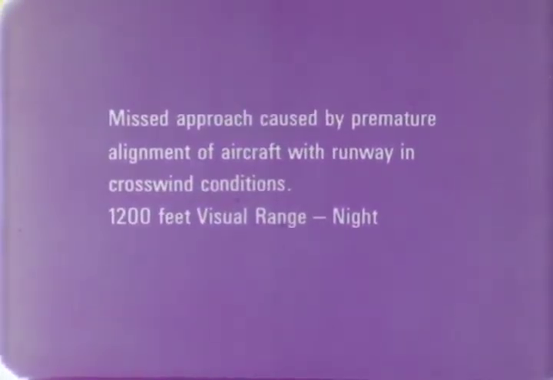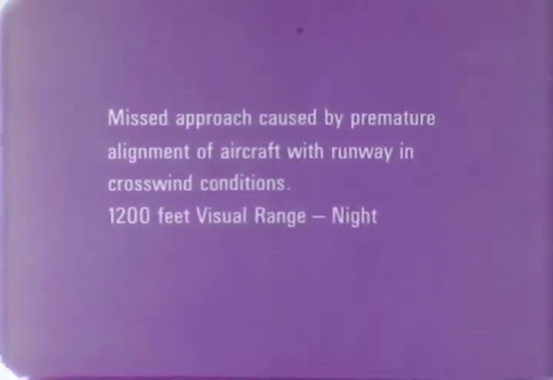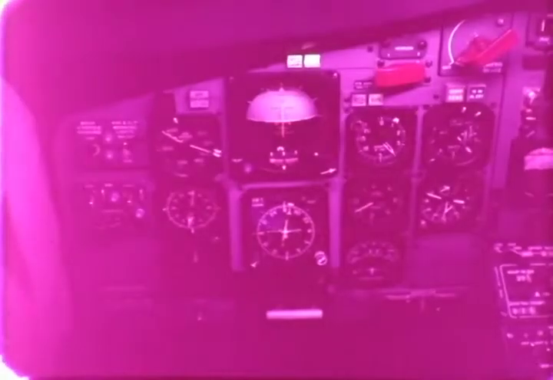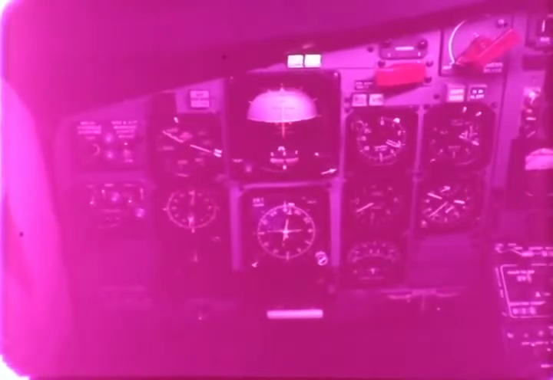Missed approach caused by premature alignment of the aircraft with the runway in crosswind conditions. 1,200 feet visual range, night. The aircraft is on glide slope and centerline, but carrying 12 degrees of drift. This is probably more drift than you would encounter on a Category 2 approach, but it is used here to illustrate a point.